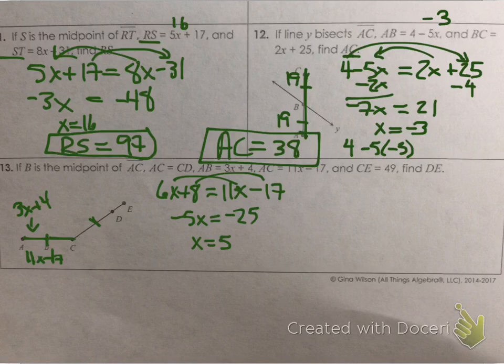Now, if this is 5, then I could plug this in and say 5 times 11 is 55, minus 17 is 38. So this is 38. That means this is 38. And if that's 38 and the whole thing, according to the problem, is 49, then I can subtract 49 and 38 to get that DE is 11.